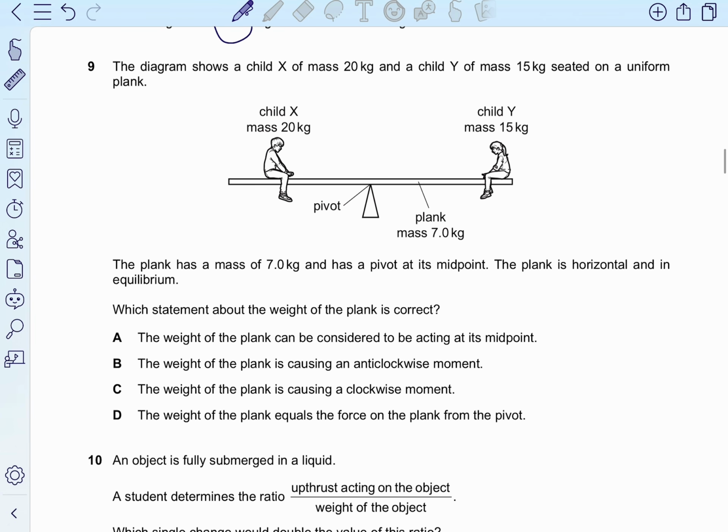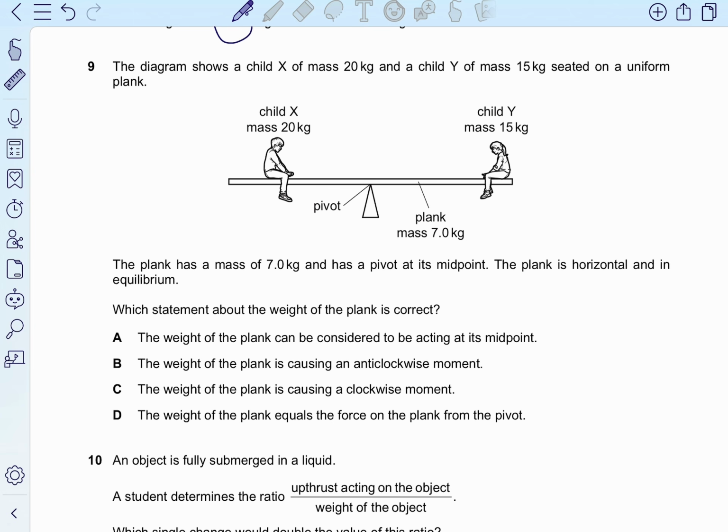The diagram shows a child of mass 20 kg and a child of mass 15 kg. They are seated on a uniform plank. The plank has a mass of 7 kg and has a pivot at its midpoint. The plank is horizontal and at equilibrium. Which statement about the weight of the plank is correct?